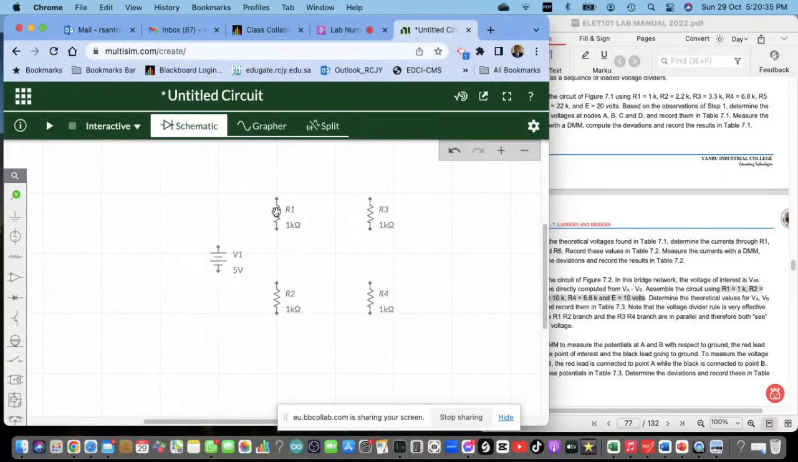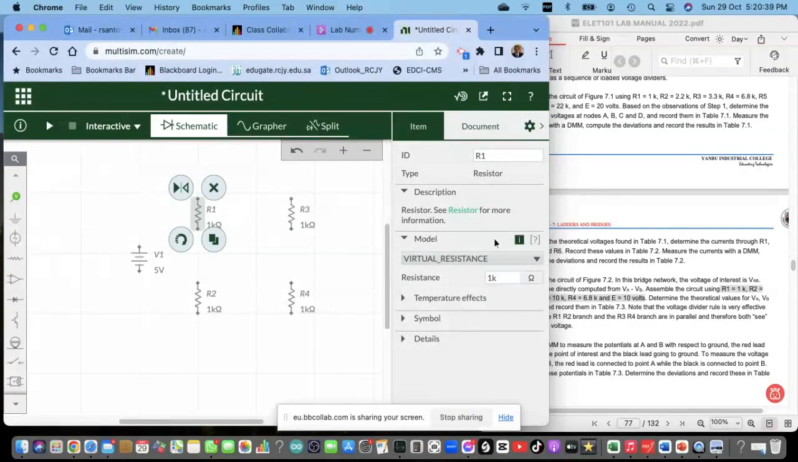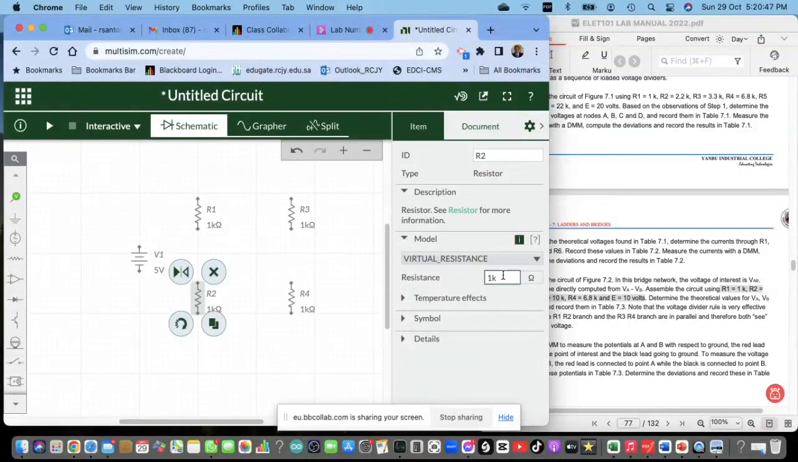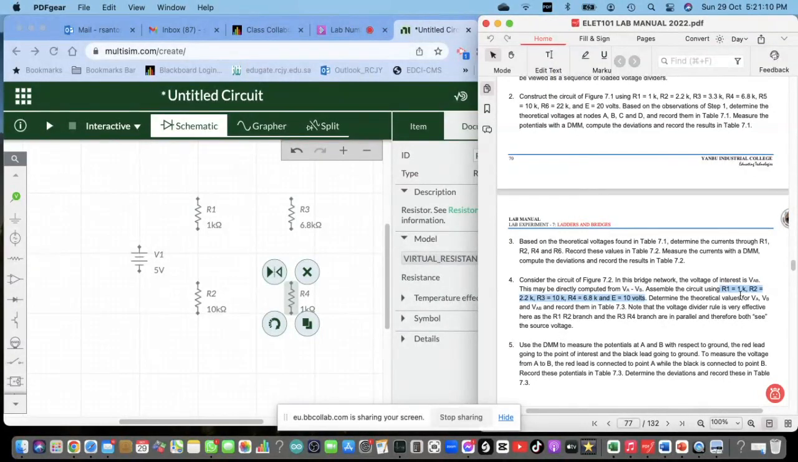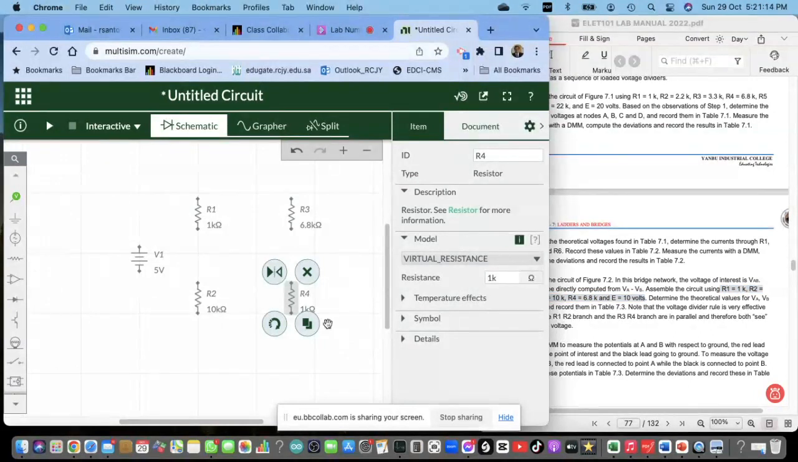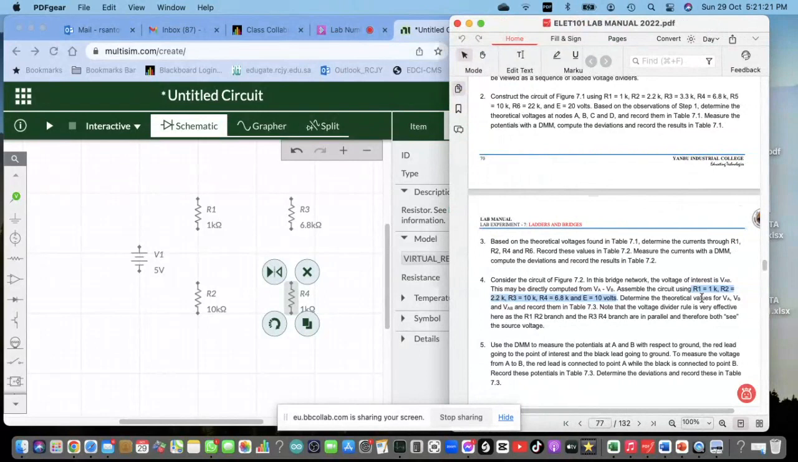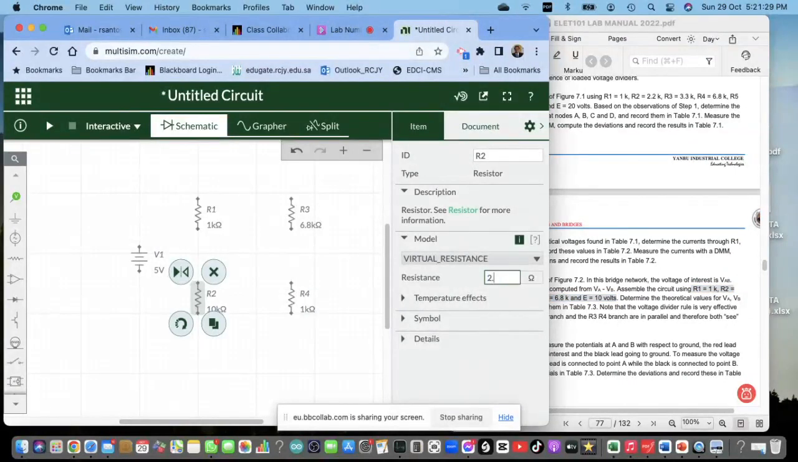All right, so now let's change the values. R1 should be 1 kilo. That's it, we have 1 kilo there already. How about R2? R2 should be 10 kilo. Sorry, R1 should be 1 kilo. Something is wrong here, so let's make it clear. R1 should be 1 kilo. Yes, that's correct. R2 should be 2.2 kilo.